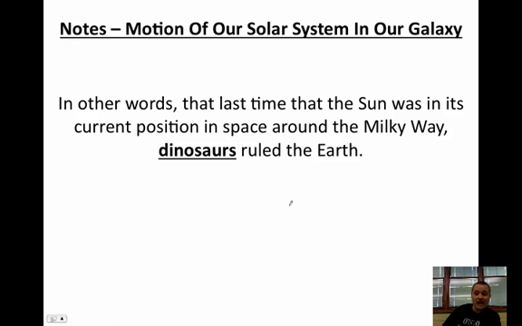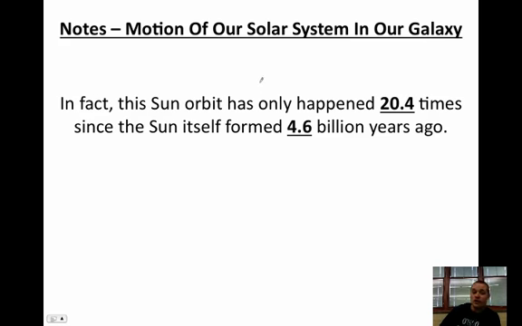So in other words, the last time the sun was in our current position was when we had those things called dinosaurs. Dinosaurs, when they were roaming the earth, that was the last time that the sun in our current location had made one complete revolution around the central bulge, or one orbit. So the sun has only done this 20.4 times since it formed 4.6 billion years ago.